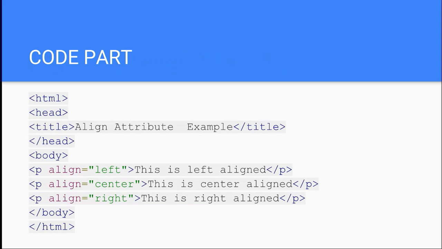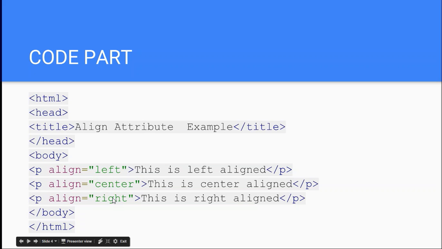So let us see the code part again. In this code, we have three different paragraphs. The paragraph 1, this is left. So we want to align this paragraph on the left side, so we are writing this: left align. And we have one more paragraph. We want to put that in the center, and the third one on the right side.